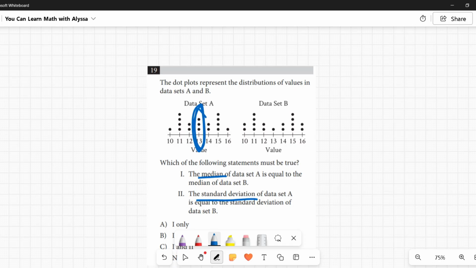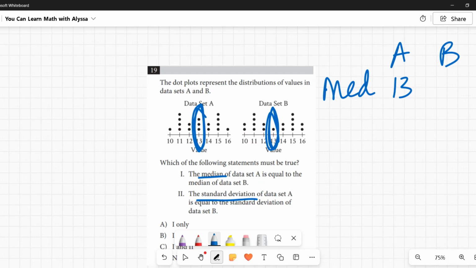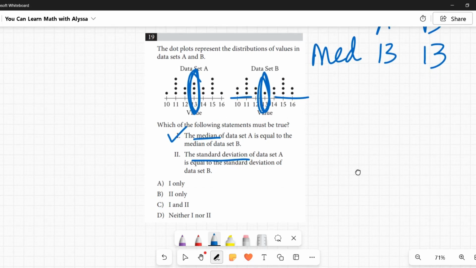We just look, okay, it's symmetrical, so the ones that are right here in the middle, that's going to be my median. Data set A, the median is going to be 13. The middle number is right there in the middle, it's 13. So my median for data set A is 13. And how about data set B? Well, same thing. That middle value, the one right in the middle, there's the same number of values on either side. It's also 13. So our first statement that the median of data set A is equal to the median of data set B, yes, that must be true.